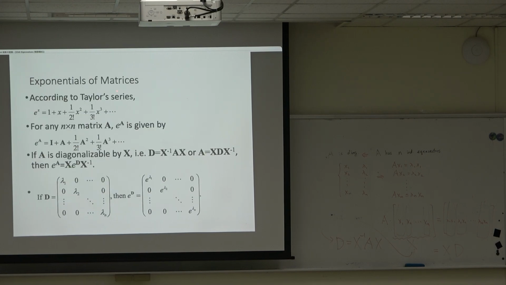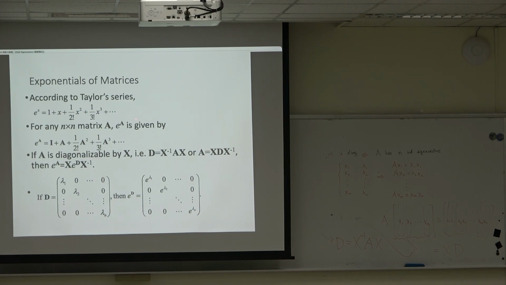Exponential matrices, according to Taylor's series. You know the Taylor expansion, right? You have learned the Taylor expansion? Okay. So e to the power of x equals 1 plus x plus x squared divided by factorial 2, okay? And x cubed divided by factorial 3 and so on, okay?